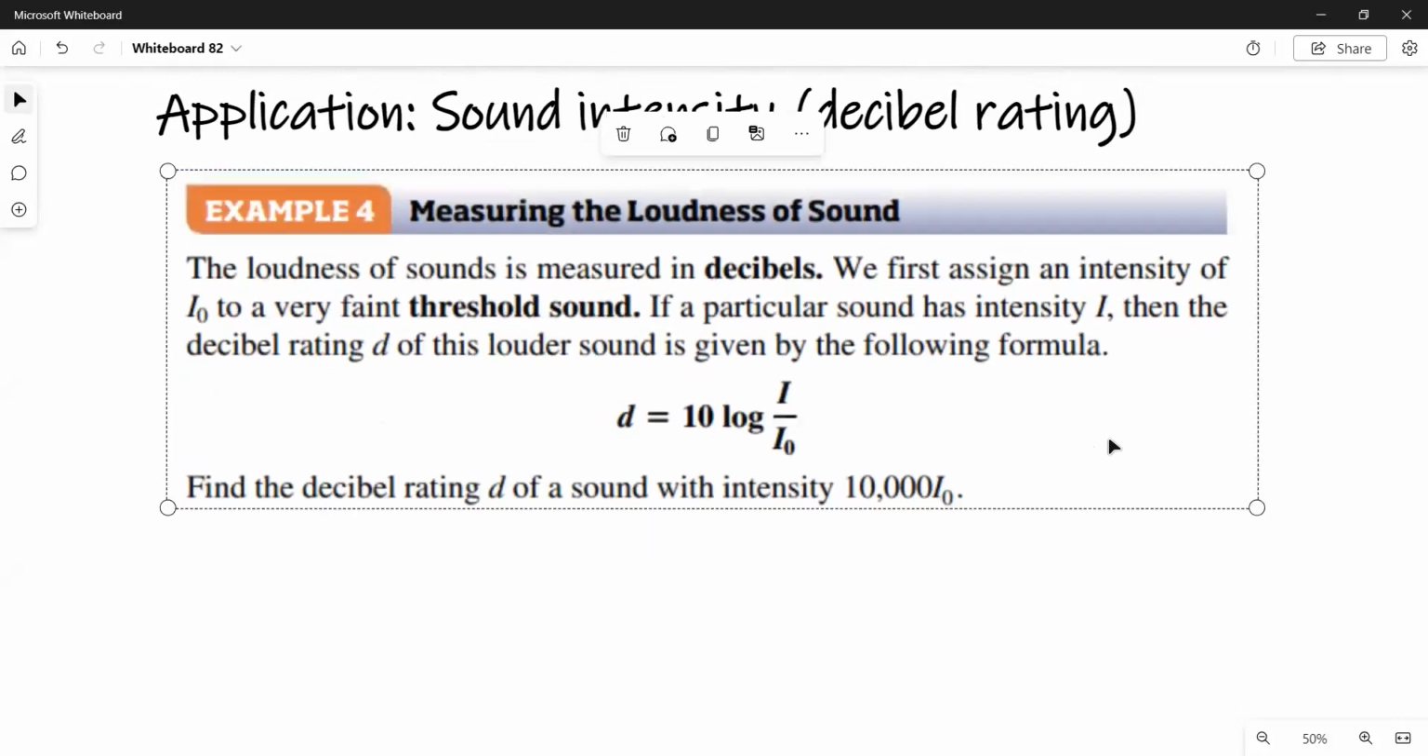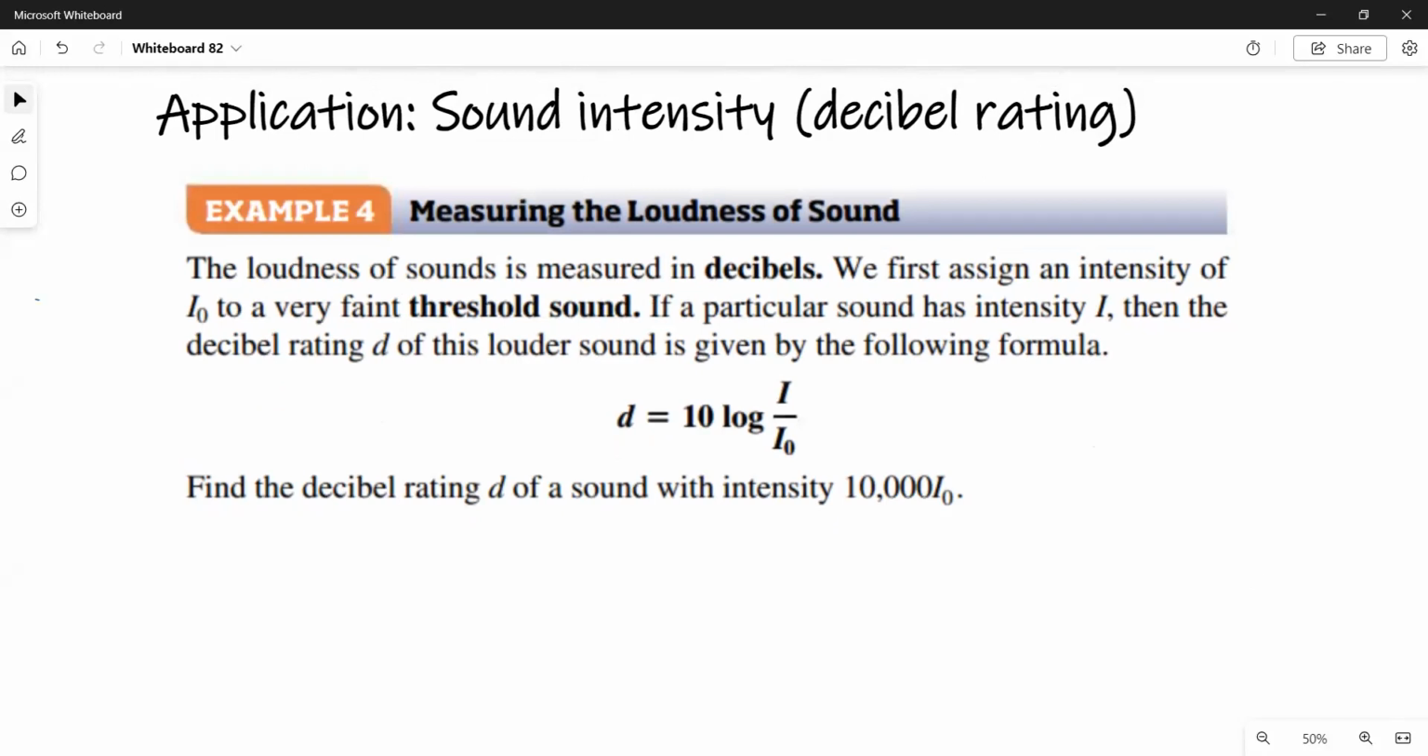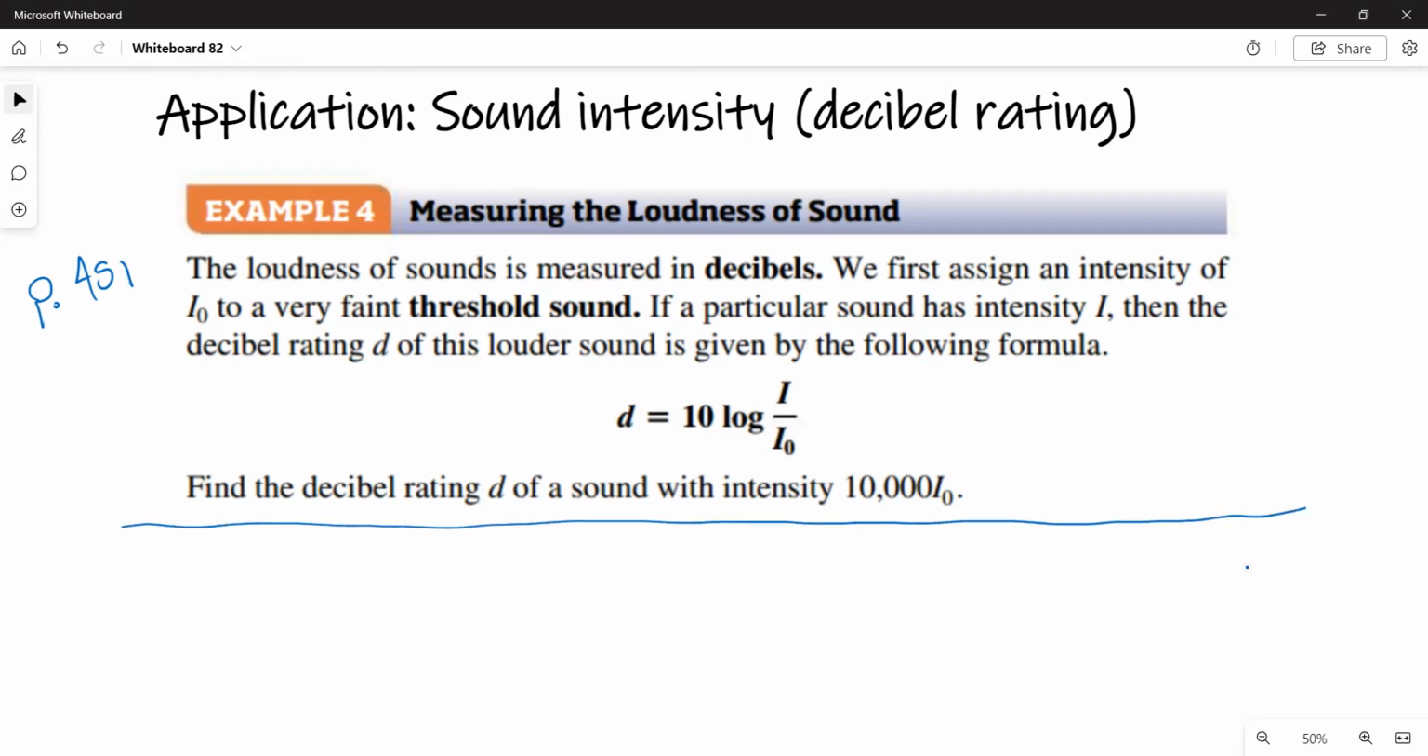The loudness of sounds is measured in decibels. We first assign an intensity of I0 to a very faint threshold sound. That is the minimal sound that a healthy human can hear. That's the threshold sound. If a particular sound has intensity I, then the decibel rating of this louder sound is given by a formula involving the common logarithm. Question: find the decibel rating of a sound with intensity 10,000 times the threshold of sound.